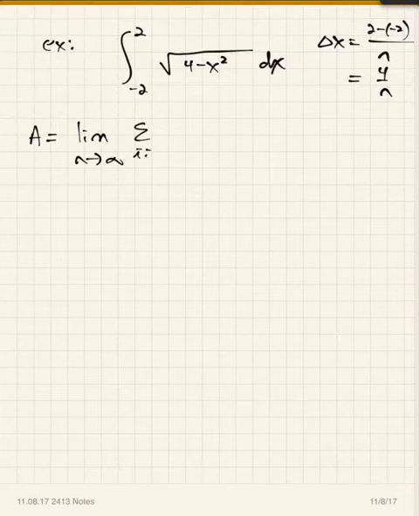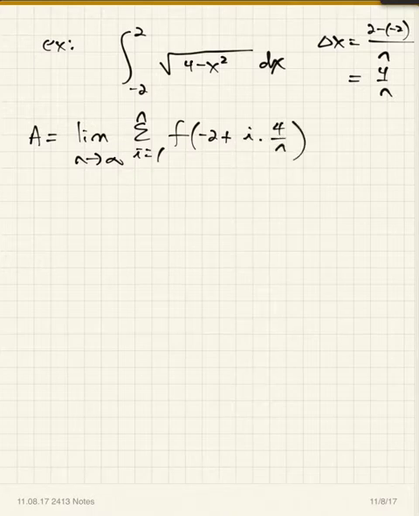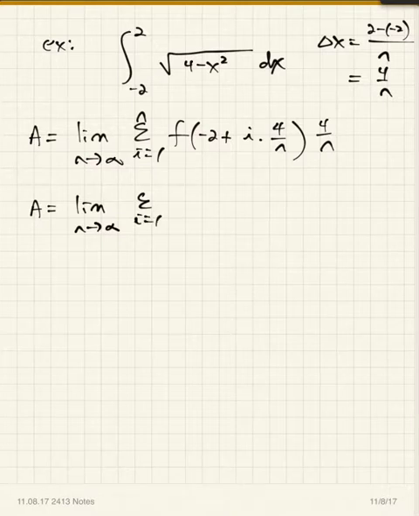the sum as i goes from 1 to n of f of, the left edge of the big interval would be -2 plus i times delta x, which is 4 over n, all times 4 over n. All right, that would be our expression there. But that would be a very difficult expression to have to evaluate, because you're going to your function, and think about how this next step would go right here, and this would not be nice at all from here on out.